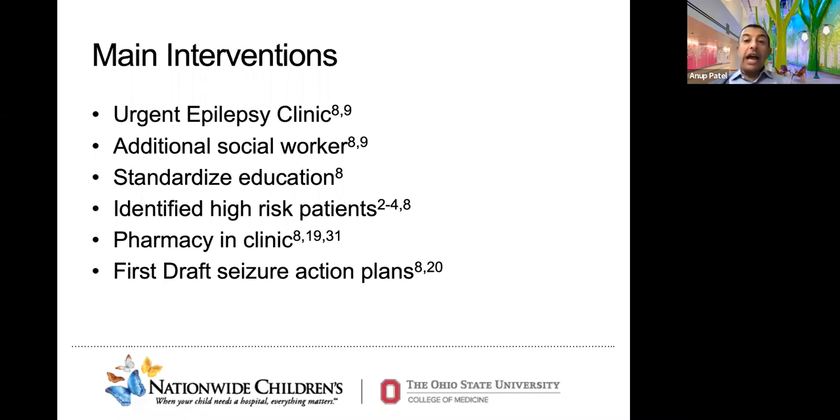We also were able to hire an additional social worker, which I know is a resource that many don't have. But I will tell you that this work helped advocate for hiring of those people, which are important to our success. We standardized education. We looked at those risk factors to see if we could predict who's going to come in. And then we also embedded our pharmacist into our clinic to see if that person could help. And I'll talk some about that. We also decided we'd create a seizure action plan, which we published, and it was modeled after the asthma action plan.